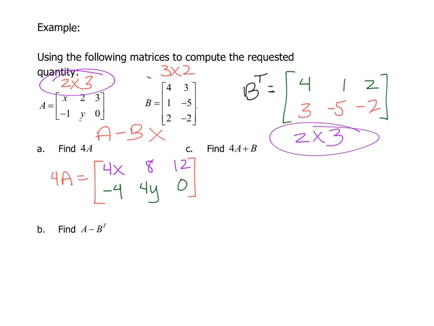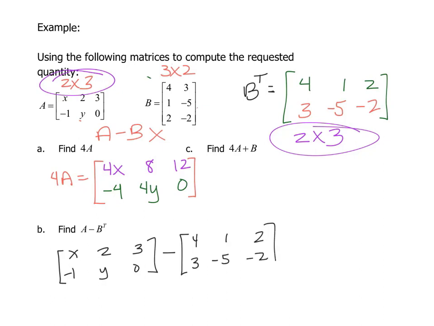So I'm doing A. So A is the matrix x, 2, 3, -1, y, 0. And I'm subtracting B transpose. So B transpose is 4, 1, 2, 3, -5, -2. So I just want to be careful about that negative because I'm going to have to subtract a negative number a few times here. So here I'm going to have x minus 4. That was easy, x minus 4.